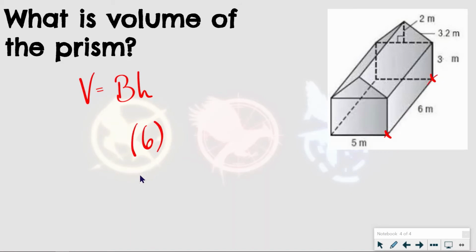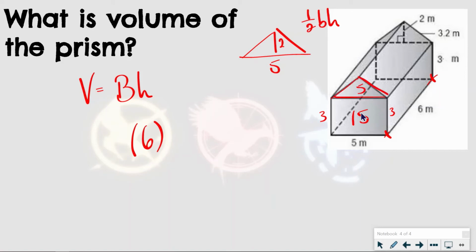My height is 6. The area of the base, that's 3, so is that. So the area of that rectangle is 15. We have this 3.2 that we actually don't really need. We might need that for surface area, but not for volume. I'm looking at 5 as the base of that triangle. 2 is the height of that triangle. So 1/2 base times height would just tell me that the area of that triangle is 5.